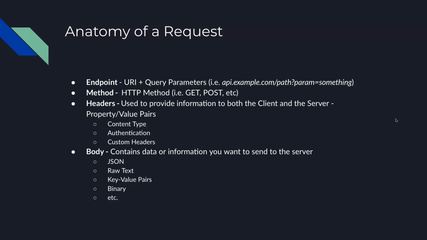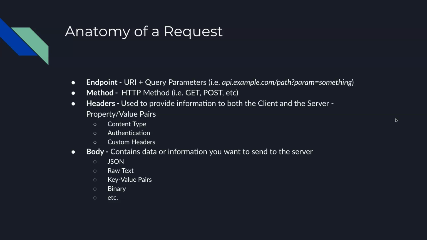The final piece of a request is the body. So the body is the thing that contains the actual data or information you want to send out to the server. So if you're sending a JSON blob, for instance, you want to send a piece of data that contains name value pairs or nested objects or anything like that, you can send it in JSON format.